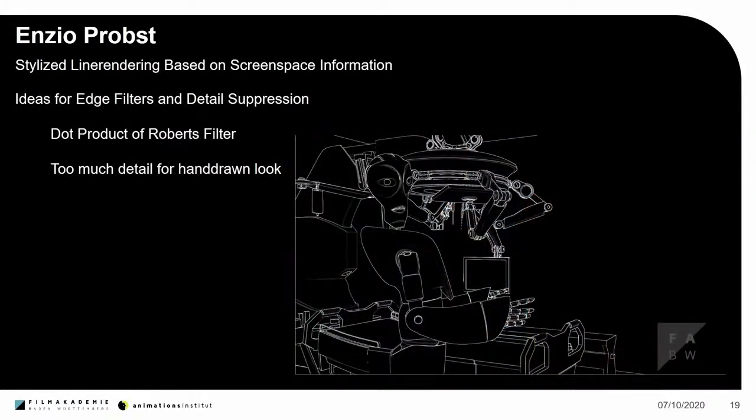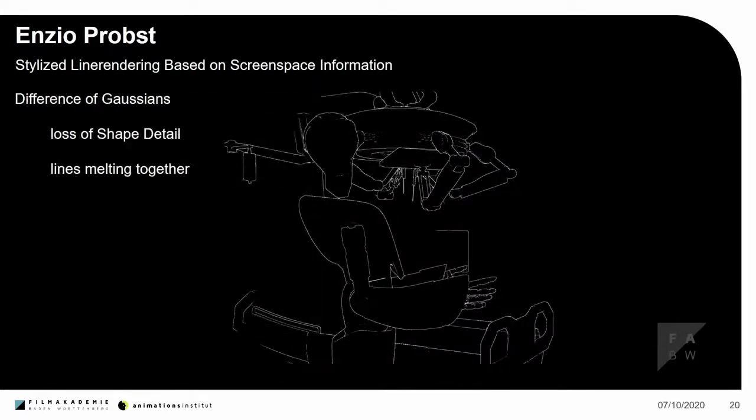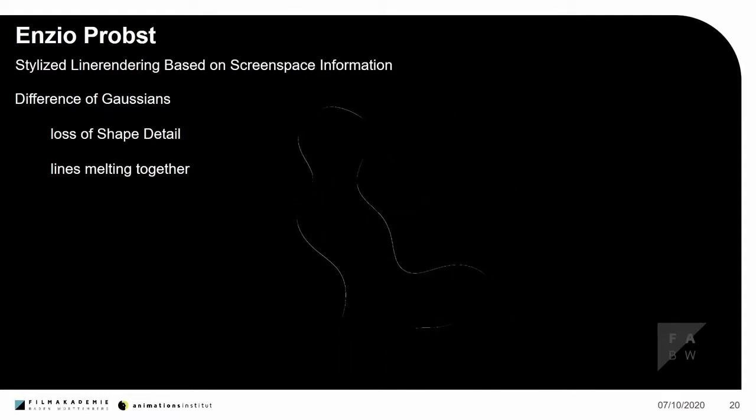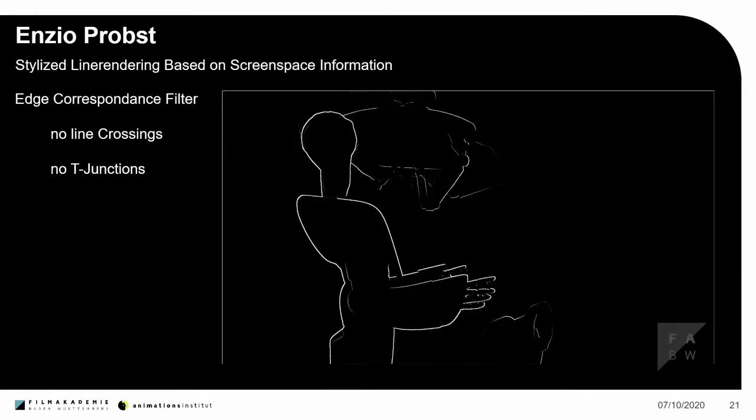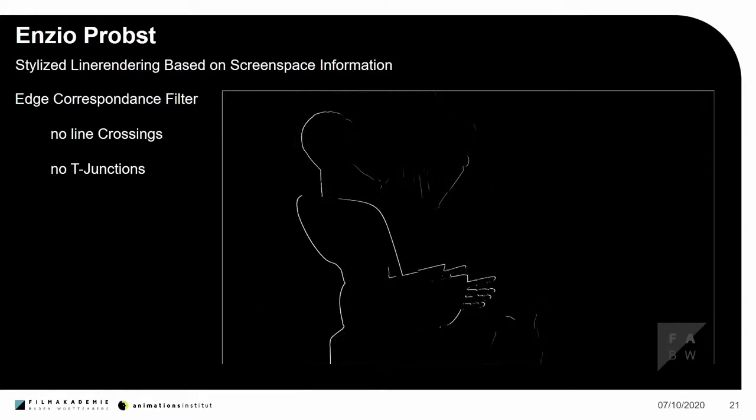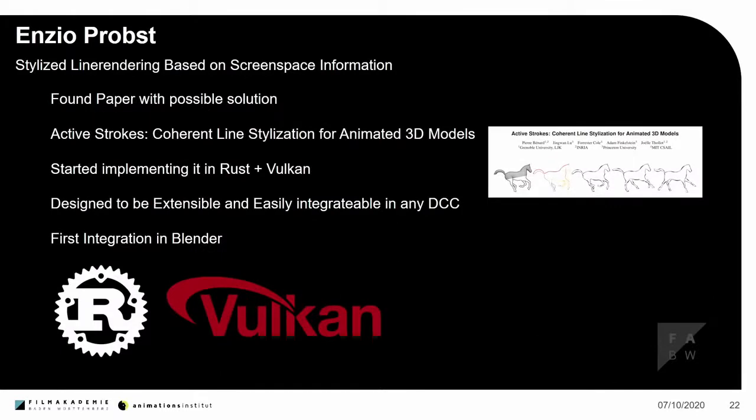So I tried out some own solutions for line filtering, and they have too much detail to look hand-drawn, so I tried out some detail suppressions using difference of Gaussians with different filter scales, but they make the lines melt together and you lose edge detail and sharp edges. Another one tries to suppress edges that have different directions which are neighbored, but this doesn't allow T-junctions or line crossings, which is also bad. Then I searched for other solutions and found a paper which I am currently implementing in a render engine using Rust and Vulkan.